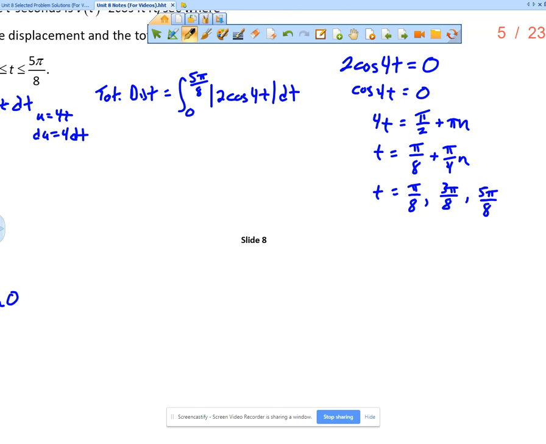All right. So now, what do we have to do? Well, we actually have to do the sign analysis. All right, so sign analysis. I'm starting at 0, and I'm going to 5 pi over 8.